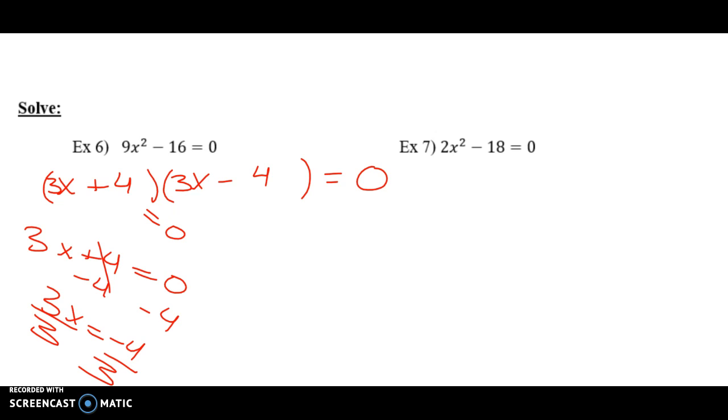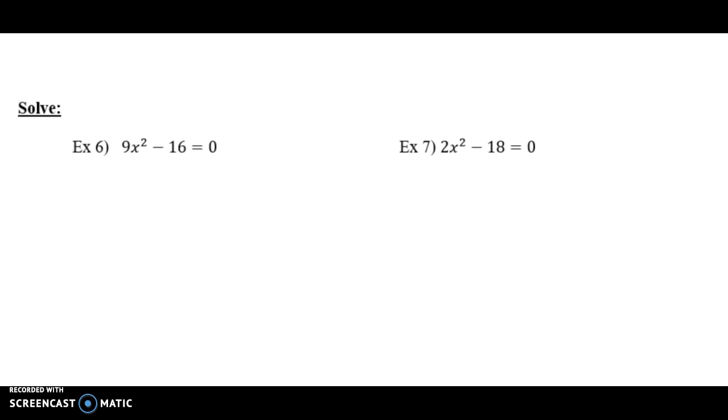So now let's do number 7 that way. First of all, there is a GCF on number 7. What is it? 2. So you might be thinking at first, oh wait, 2's not a perfect square. I can't do the difference of two squares. But if you factor out the GCF, what's left behind?